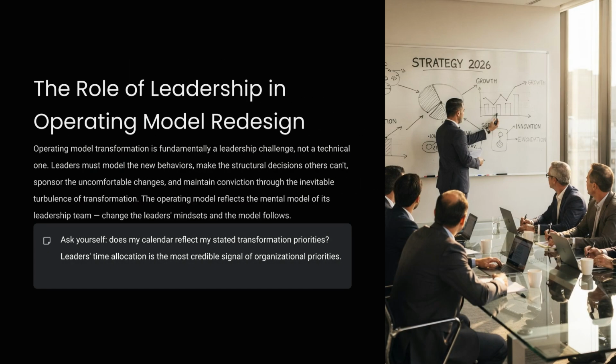Operating model transformation is fundamentally a leadership challenge. Leaders must model new behaviors, sponsor uncomfortable changes, and maintain conviction. The operating model reflects the mental model of its leadership team. Change the mindsets, and the model follows.